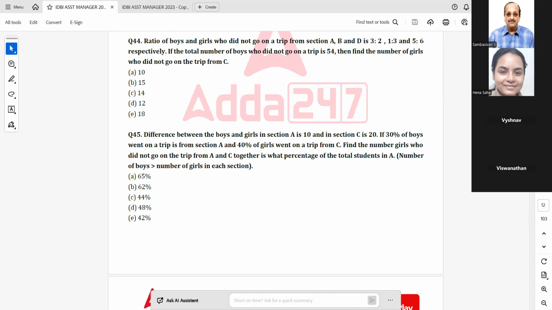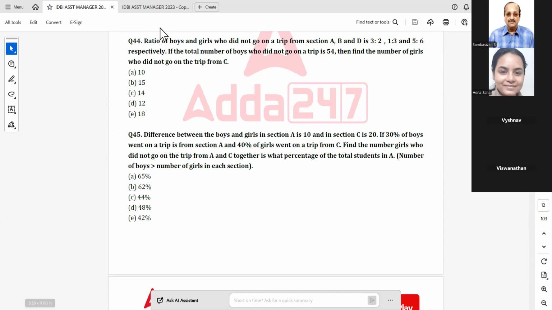So how to find out for C? Let the number of girls be x, then x plus 20, that is 2x plus 20 is equal to 60, or x is equal to 20. x plus 20, that is 20 plus 20 is equal to 40. So number of boys 40, number of girls 20. Are you getting it, Vaishnav or Vishwanathan?